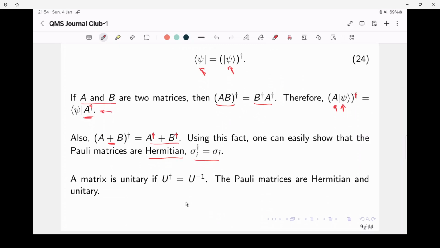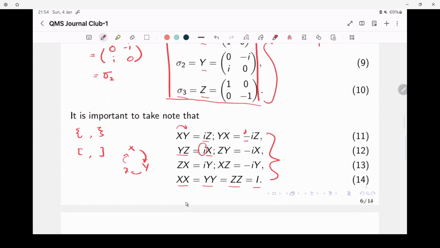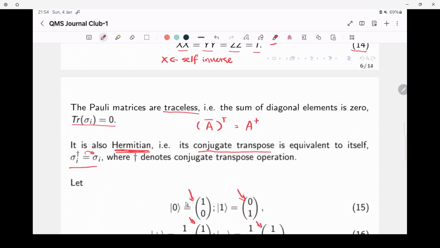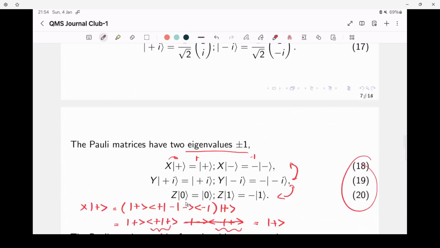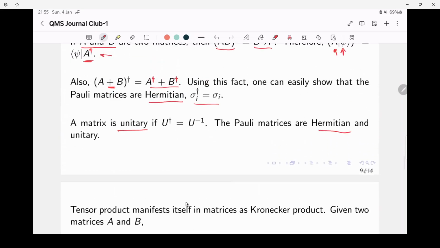Next property is that a matrix is unitary if U dagger equals the inverse. Because of equation 14, this implies that X is self-inverse, because when X is multiplied together, you get back the identity. Because X, Y, and Z are self-inverse, Pauli matrices are Hermitian, and they are also unitary.